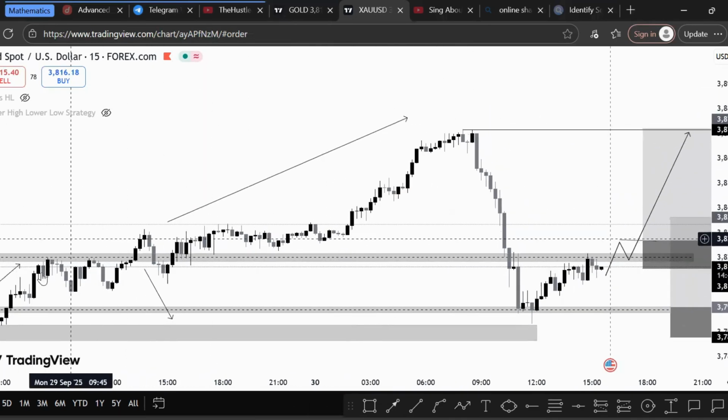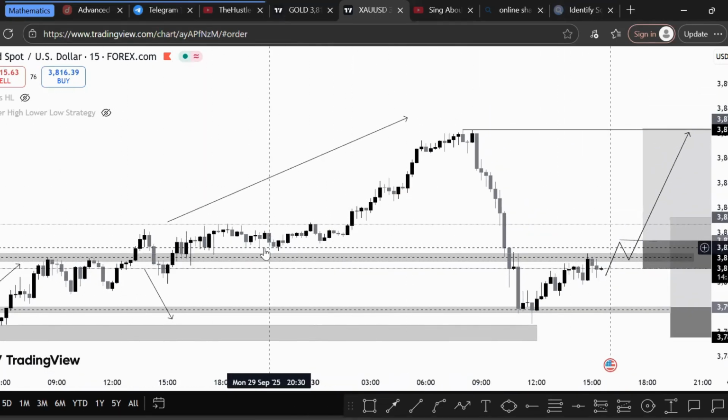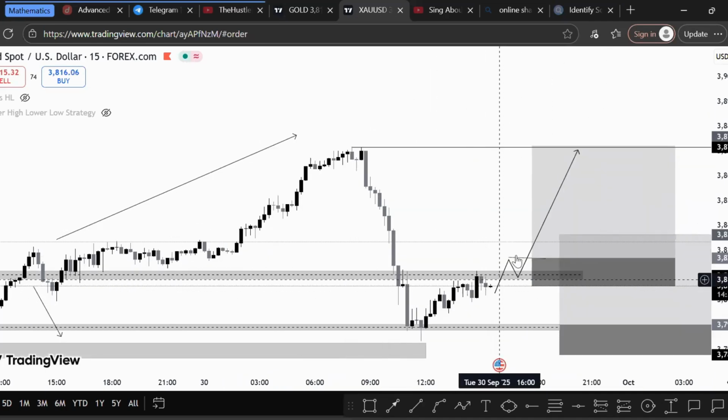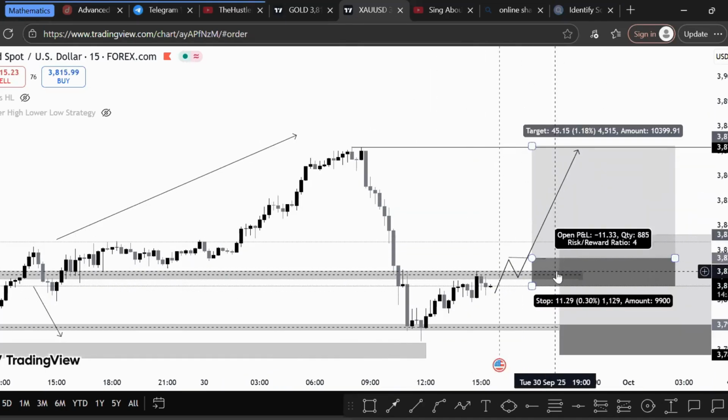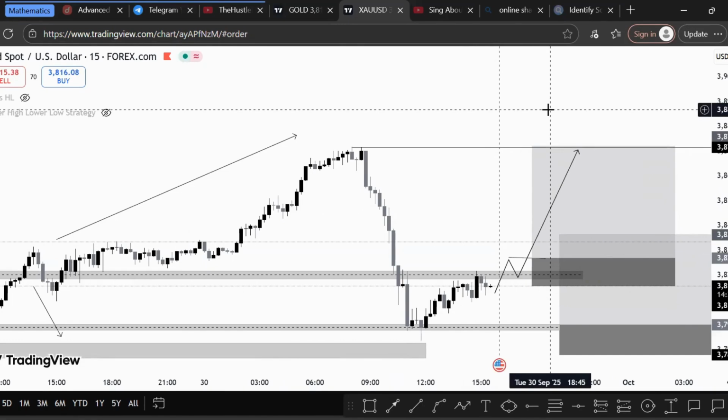Now, once it breaks above this level of resistance we have here, and it does exactly what I think it will do, I'm taking it. It's an A+ setup for me. You understand? It's an A+, because not everything is going to go all in at once. Even in New York session, not everything will go all in at once.